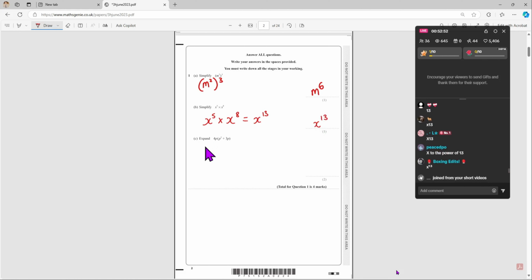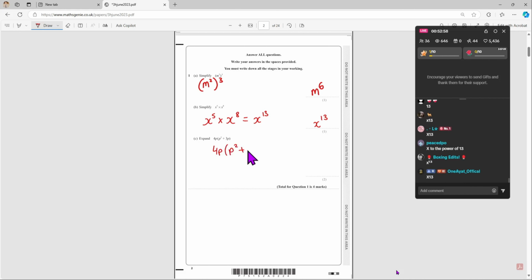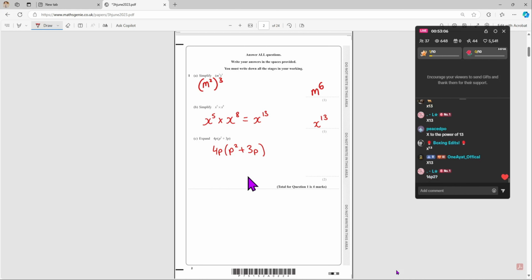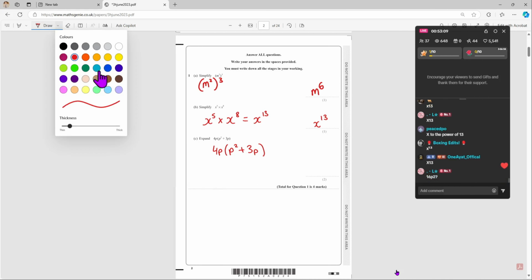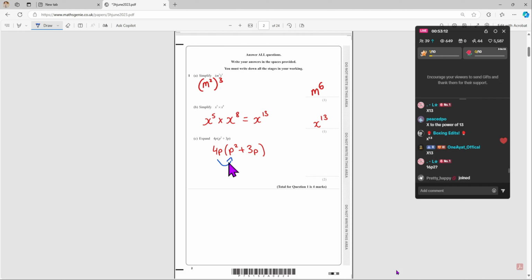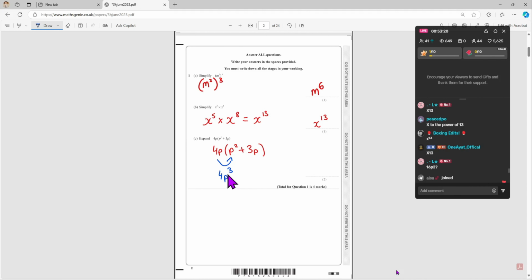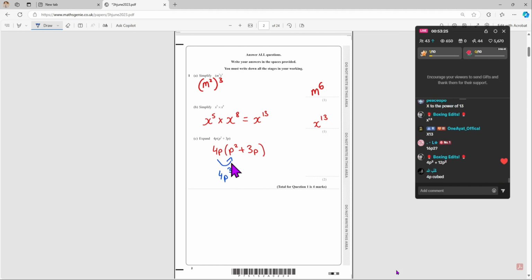Now, part C is to expand 4p in brackets, p squared plus 3p. Whenever we're expanding, we have to multiply the number on the outside by every single term on the inside. So we do 4p times p squared, which gives us 4p cubed, because p times p squared gives p cubed. Then 4p times 3p gives you 12p squared.